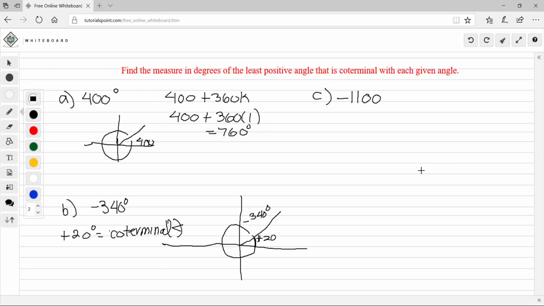Same thing with negative 1100. We've got to graph it. We're going to go negative 360 three times, right? So we're going clockwise once, twice, three times. That'll give us negative 1080.